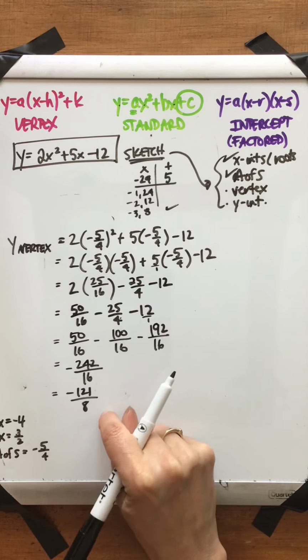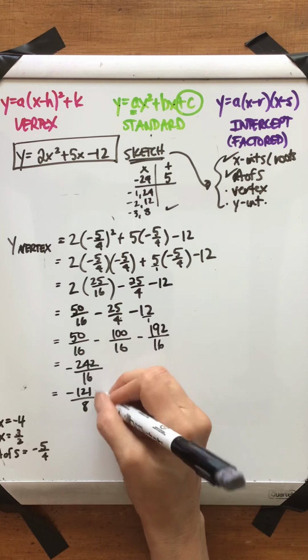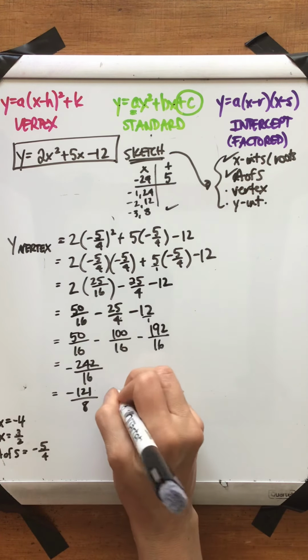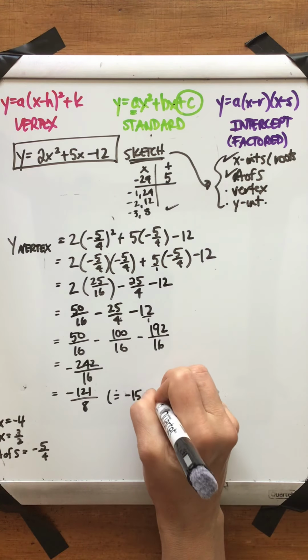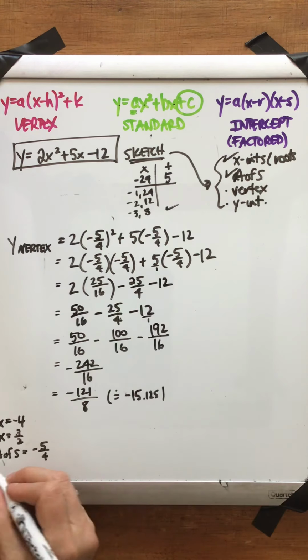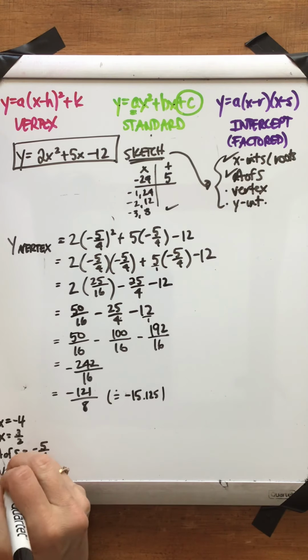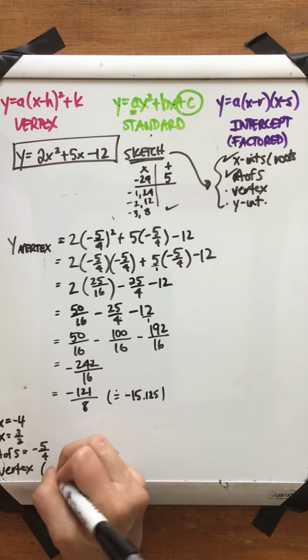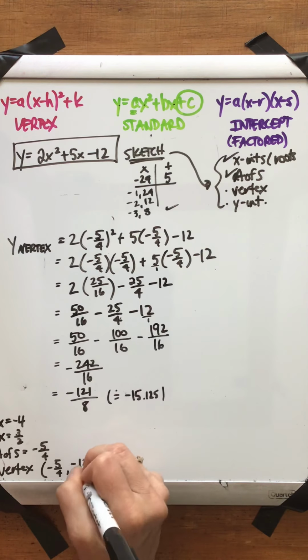At this point, if you want to kind of know what that's going to look like when you sketch it, you could punch this into your calculator. I'm going to tell you it ends up being about negative 15, and it's 0.125, so 15 and an eighth. Okay, so on my list of things to include as features for the parabola, I'm going to add the vertex. And the vertex is going to be negative 5/4 and negative 121 over 8.